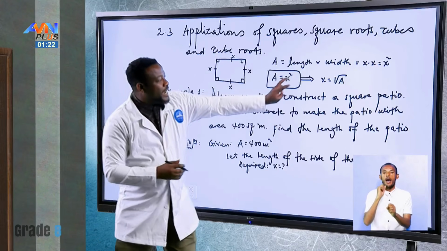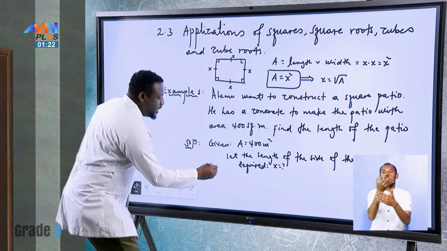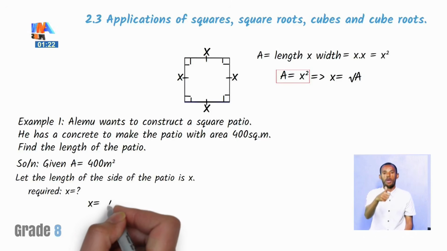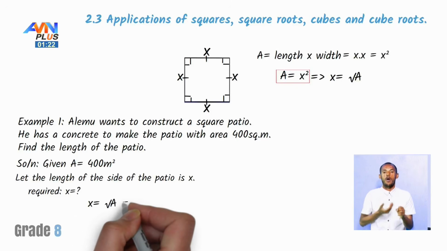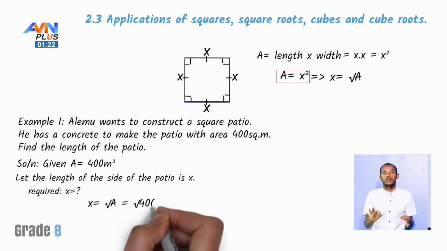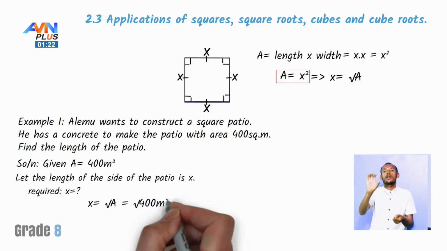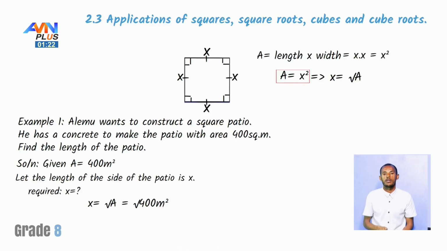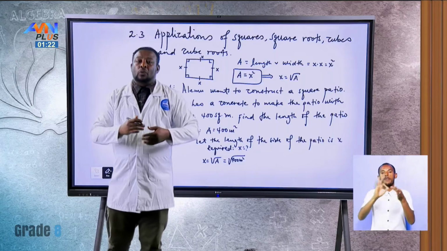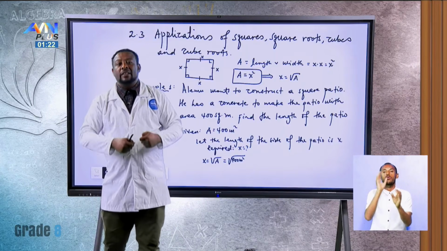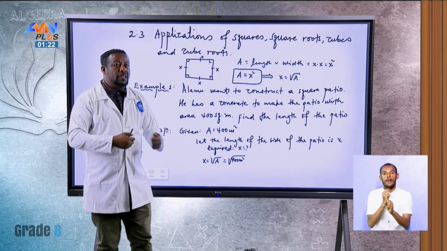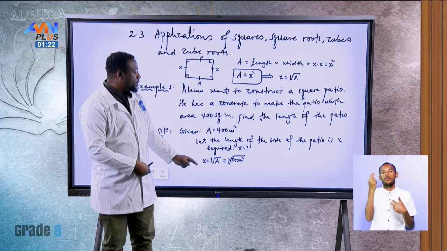Okay, x is required. So apply the second formula. x is equal to the square root of A. So our A here is 400 meters square. So you can substitute 400 in place of A, the square root of 400 meters square. In our previous class discussion, we have seen how to calculate squares and square roots. Apply the concept that we have used in our previous lesson.